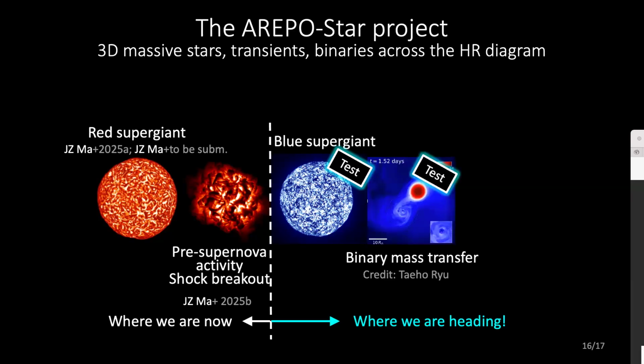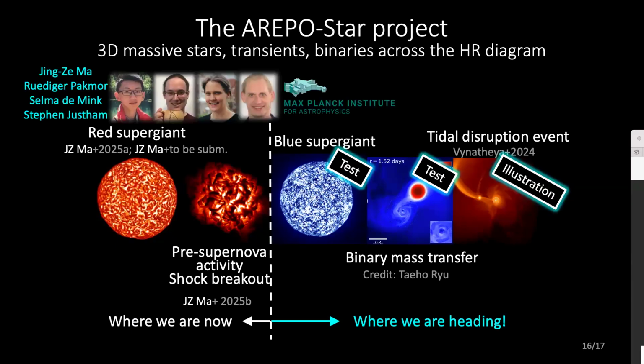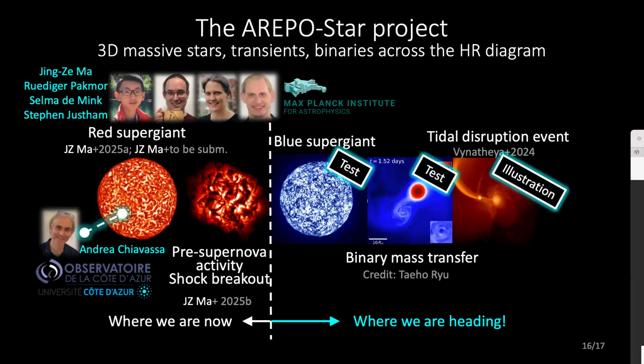We are also going towards binary mass transfer. And in the future, we have some plan for tidal disruption events. And this is a plan not only involving people from MPA, where I did my PhD. We also try to collaborate with people who have different expertise in different fields. For example, we have Andrea Chiavassa on board, who is an expert in 3D red supergiant simulations.